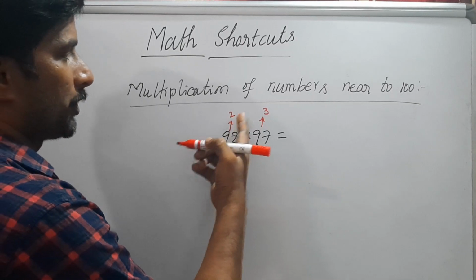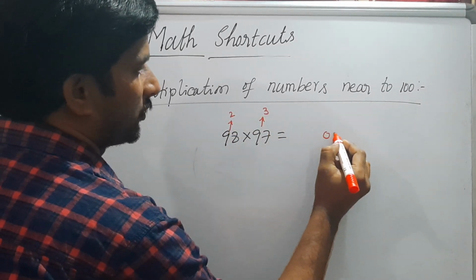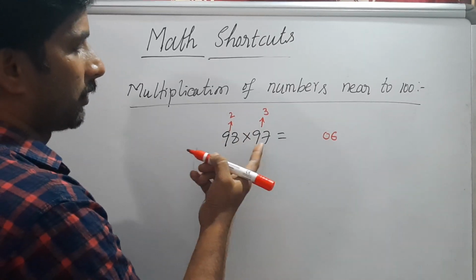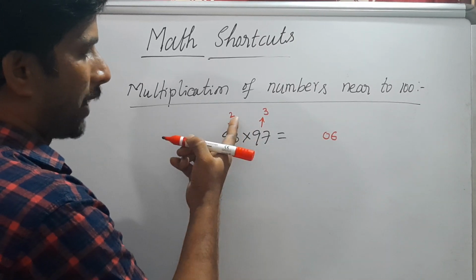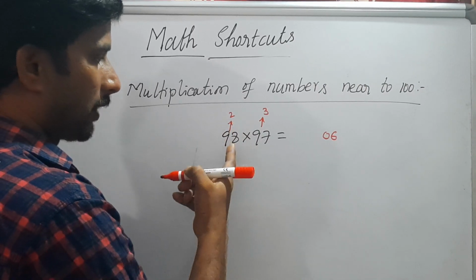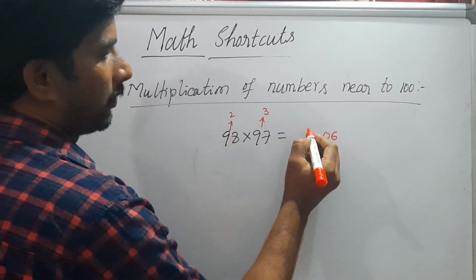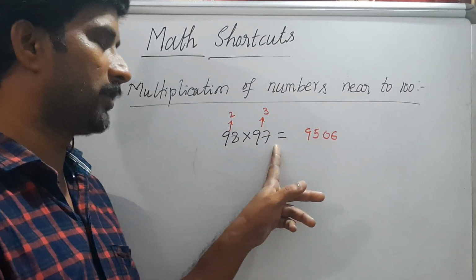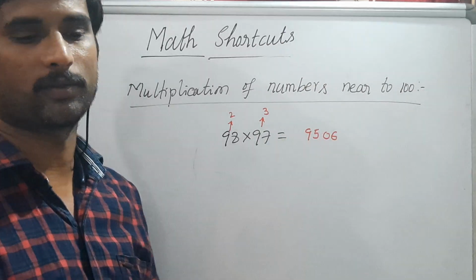Now multiply this 2 into 3, 6. Now take 0, 6. Now take in the cross way 97 minus 2, you will get 95, or 98 minus 3, you will get 95. So 98 into 97 is equal to 9506.